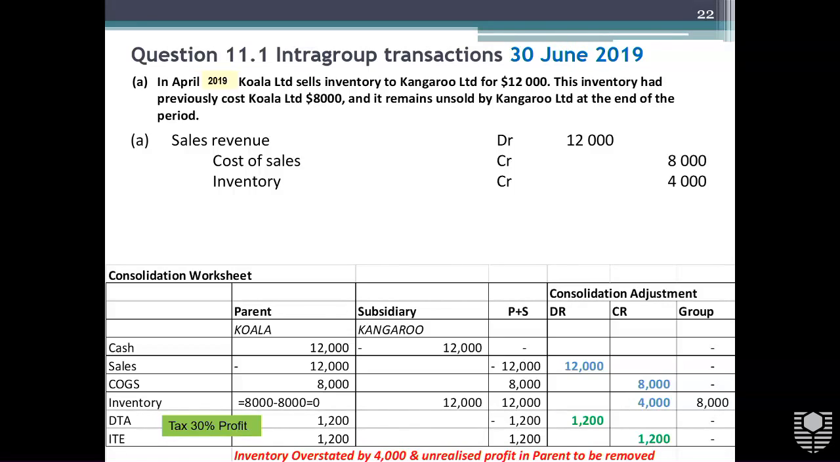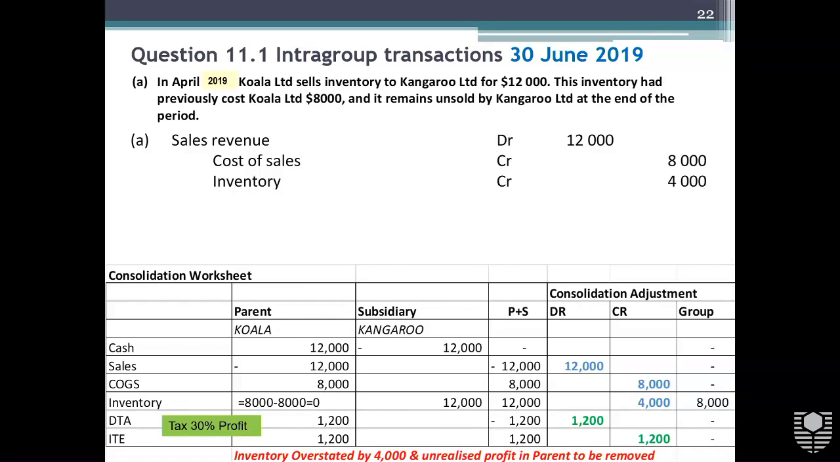So let's have a look at Koala. Just ignore the column with the subsidiary for Kangaroo. Looking at Koala, when they originally bought the inventory, you've got inventory there of $8,000 and you would have had a minus $8,000 at the time when you originally bought it. So we've got our inventory account there, but now we're going to sell that inventory to Kangaroo. So in the books of Koala, it was already in there. When we sell it, we're going to have an increase in our cost of goods sold and our inventory is going to go down to zero because we're selling it. We're also going to receive $12,000 cash and our sales are going to go up $12,000.